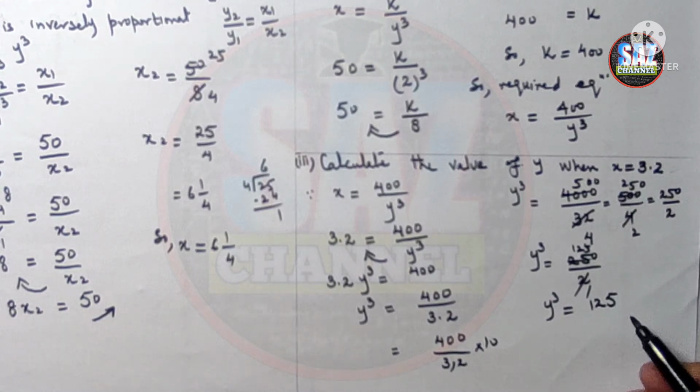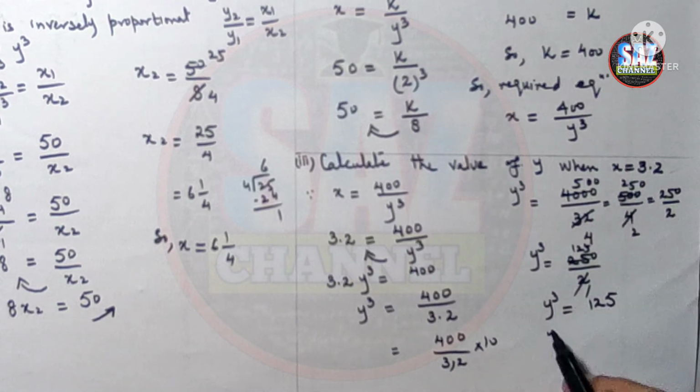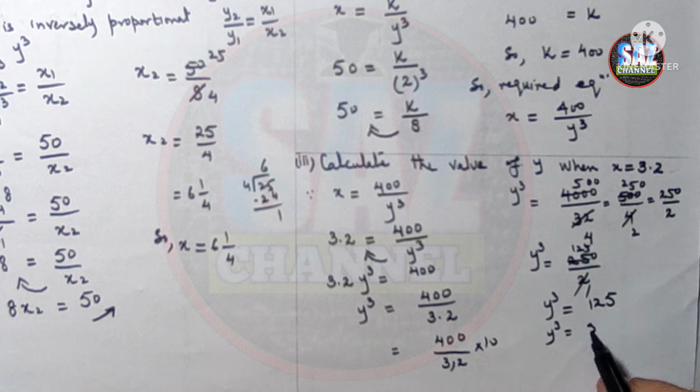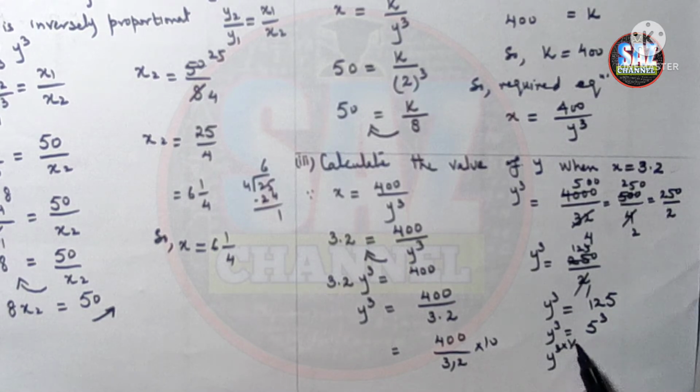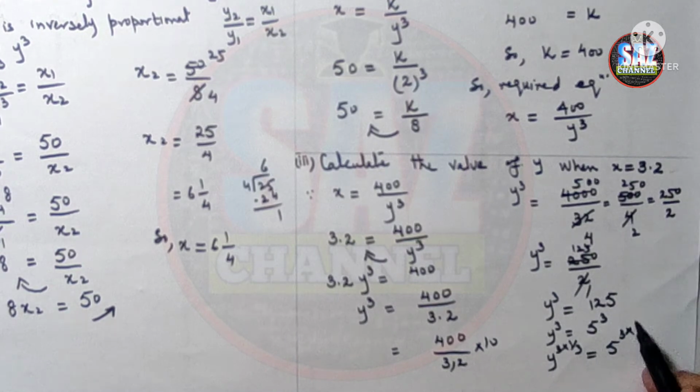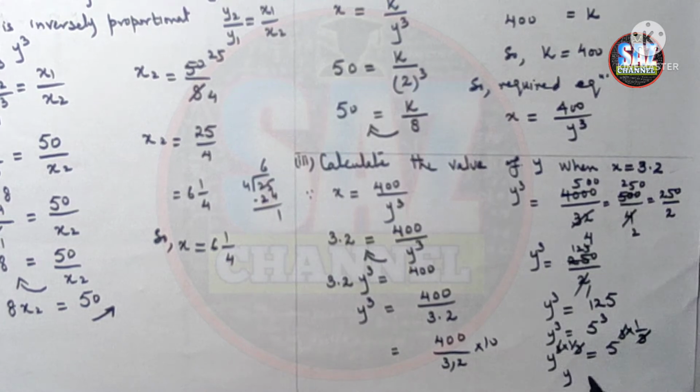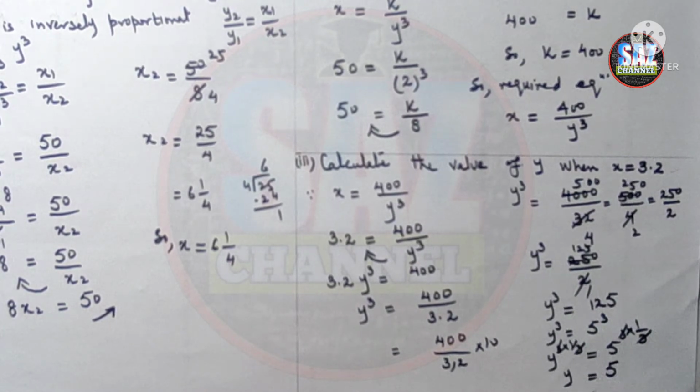Now at this stage you have to stop and think about what number whose power 3, whose cube, can give me 125 back. I hope this is 5 cube. Now I have to take the cube root on both sides. You can see, students, that I'm teaching you how you can perform the calculations easily without a calculator if you are good at tables, squares and cubes. So the value of y is 5 when x is equal to 3.2. I hope you are really clear about today's question.